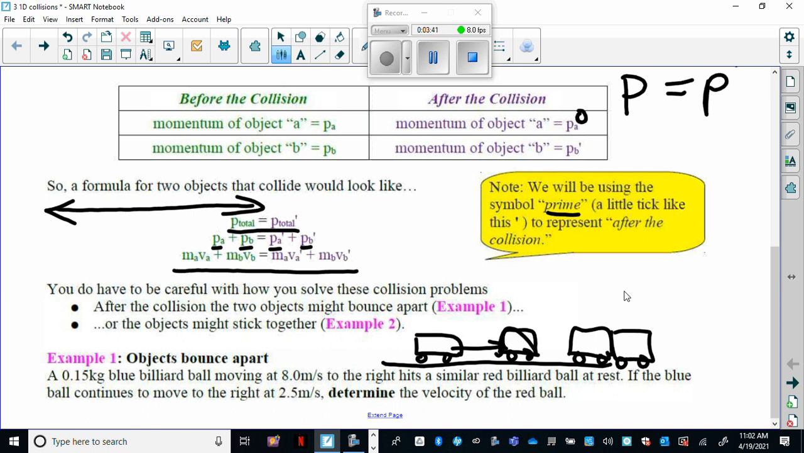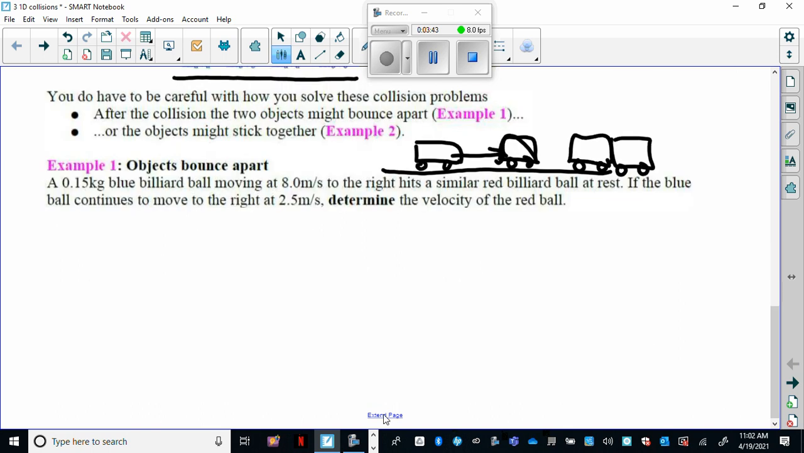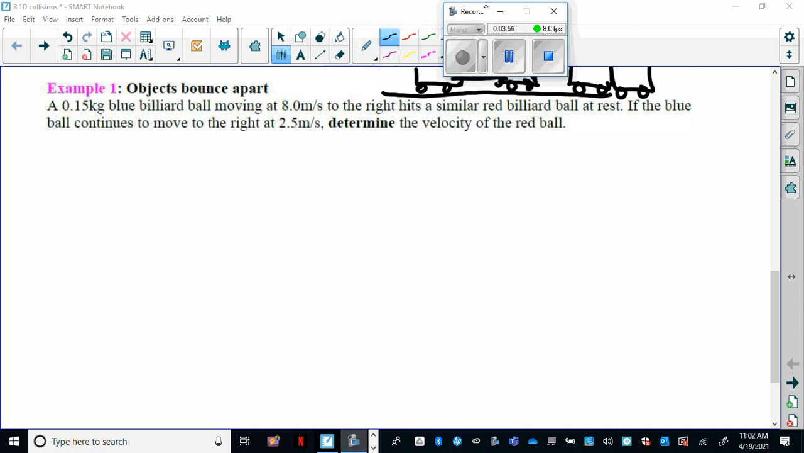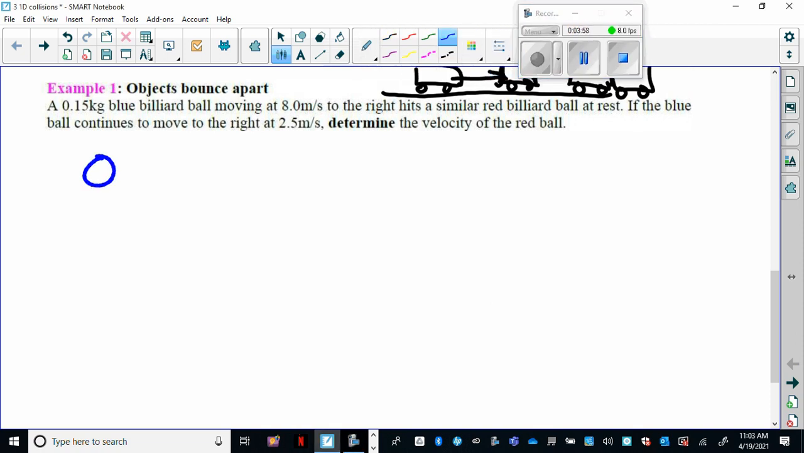So let's look at example 1, which says a 0.15 kilogram blue billiard ball, moving at 8 meters per second to the right, hits a similar red ball. When it says similar, it means it's the same mass. So you've got a blue ball moving to the right, hits a red ball, same mass. If the blue ball continues to move at 2.5 meters per second, determine the velocity of the red ball.